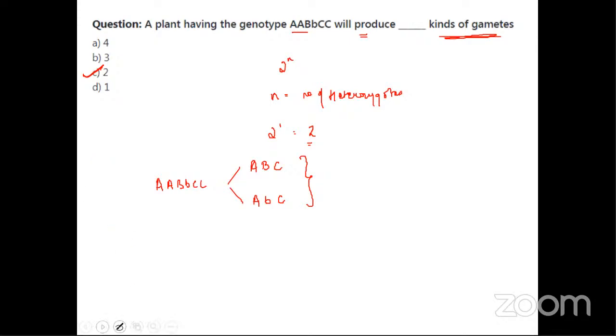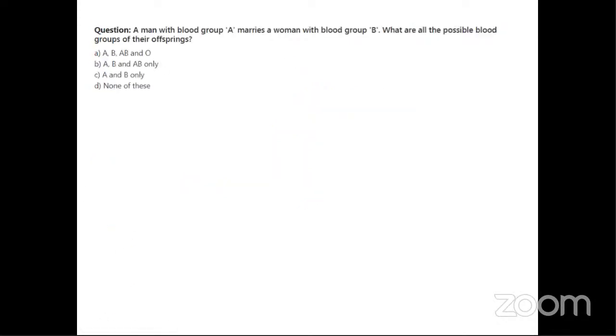All right, perfect. Chalo, last question of today's session. A man with blood group A marries a woman with blood group B. What are all the possible blood groups of their offspring? Chalo, very important question. Good, Kashish.